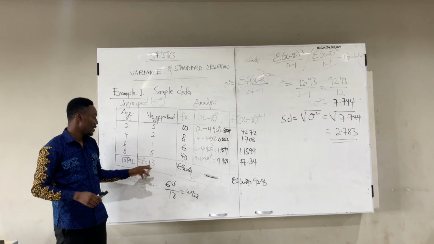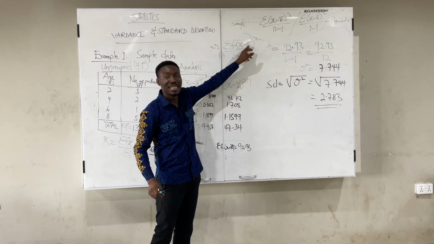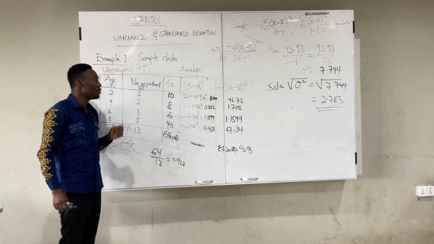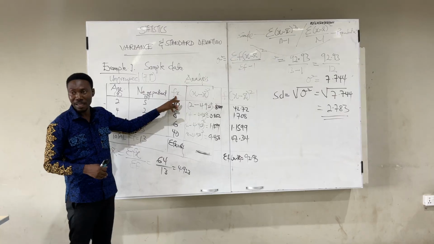So sum of f is equal to 13. Now, the formula also says here means we need the mean. How do you calculate the mean in an ungrouped frequency table? You introduce another column we call f of x.